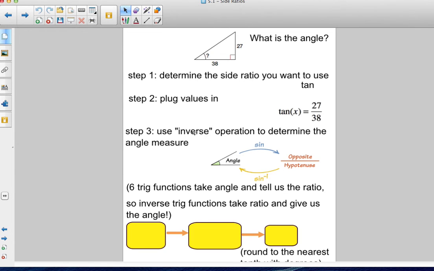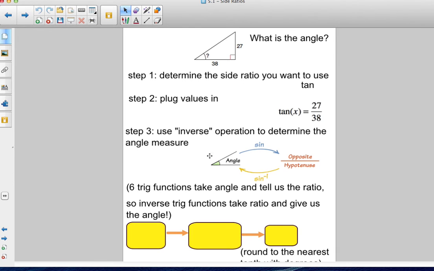And basically what we need to do there is use the inverse operation to determine the angle measure. Now this is an example with sine, but it works for tangent and cosine just as well. Now again, this sine with a -1 as an exponent does not mean 1 over sine, right? 1 over sine is what cosecant means. That's not what this means.